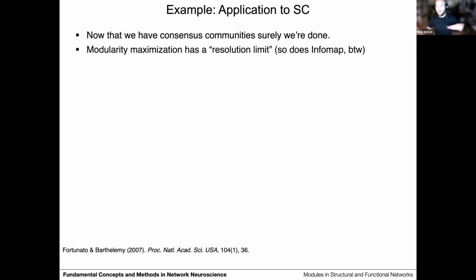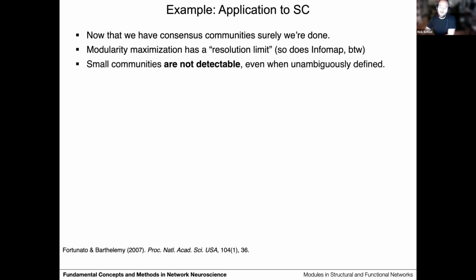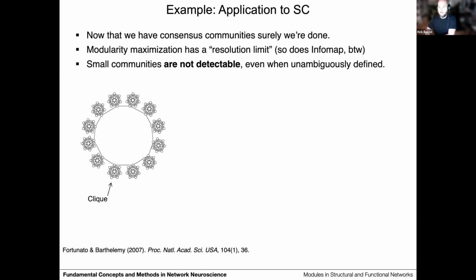Well, not so fast. Modularity maximization has what is called a resolution limit, and so do other well-known and widely used community detection tools, incidentally. And what this resolution limit states is that if there are small communities in your network, even if they are unambiguously defined, they may not be detectable under certain conditions. And so what I mean by this is, imagine we have a network that looks something like this, a bunch of fully connected cliques, barely connected to one another.